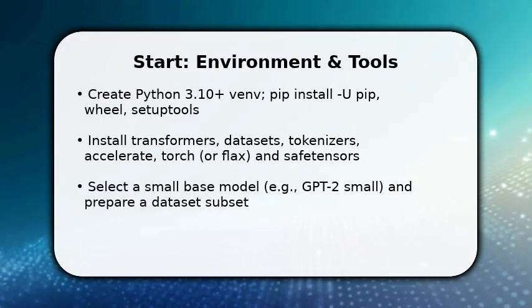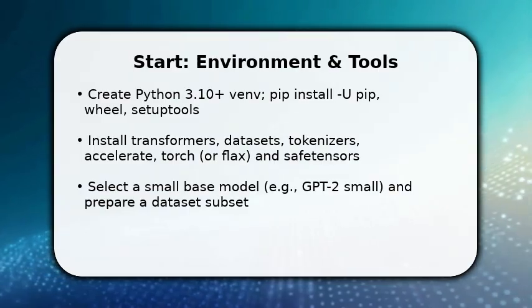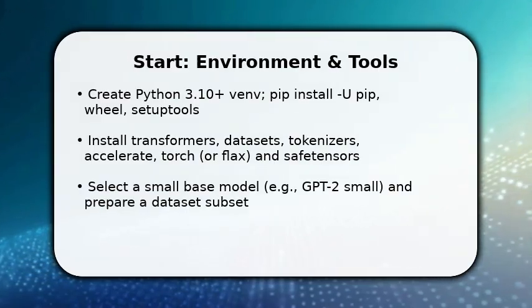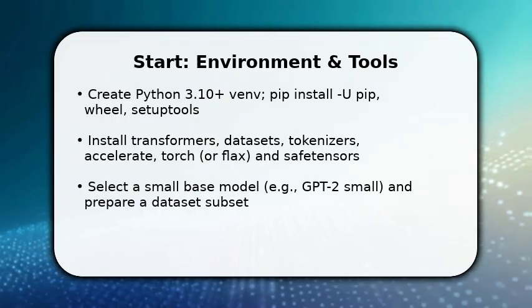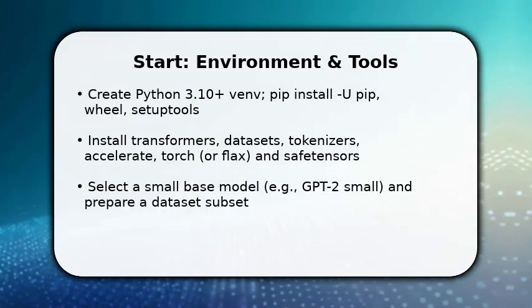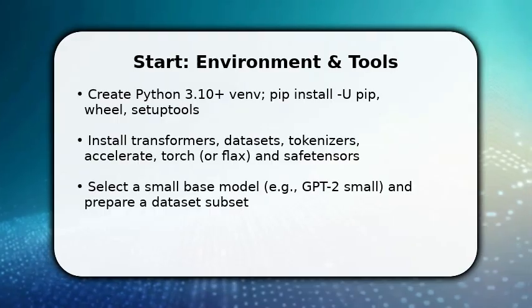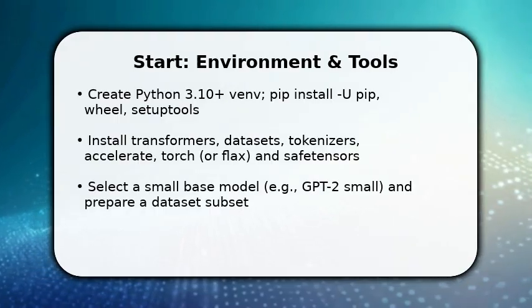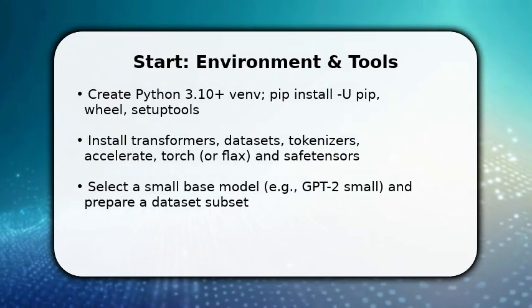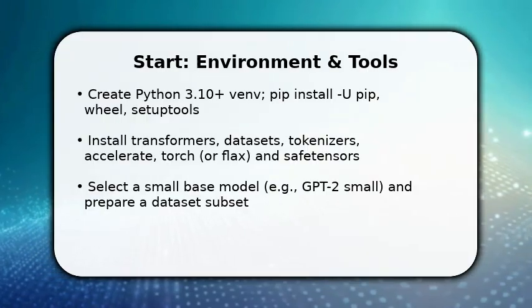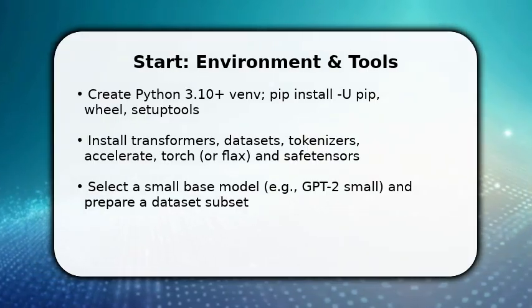You set up the foundation now. Create a Python 3.10+ virtual environment and upgrade pip. Once done, install transformers, datasets, tokenizers, accelerate, and torch so dependencies align. Next, pick a small pre-trained model like GPT-2 Small and download a compact dataset sample to iterate fast.